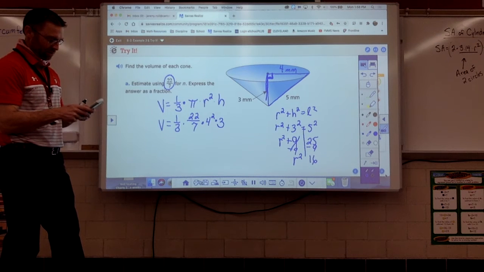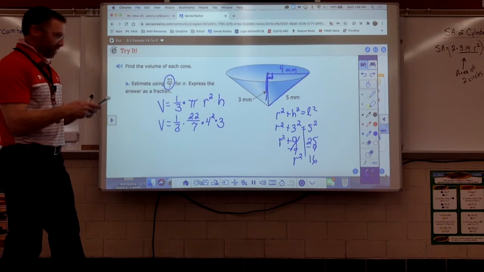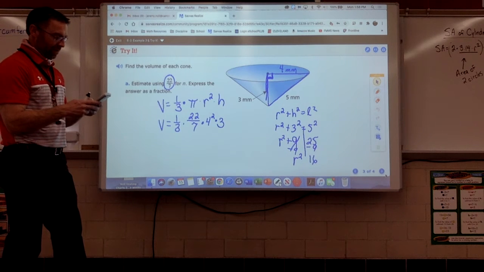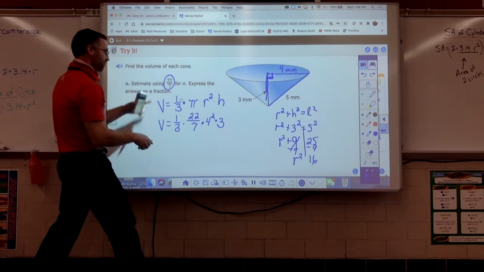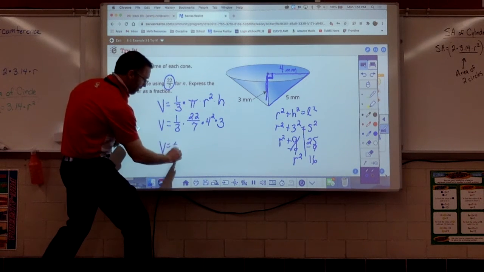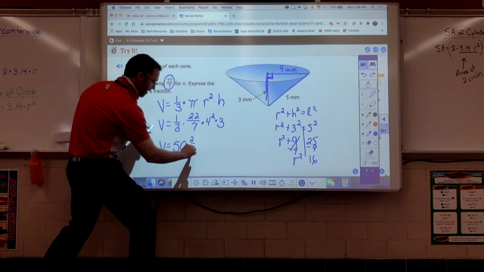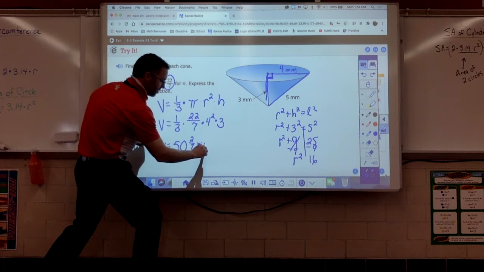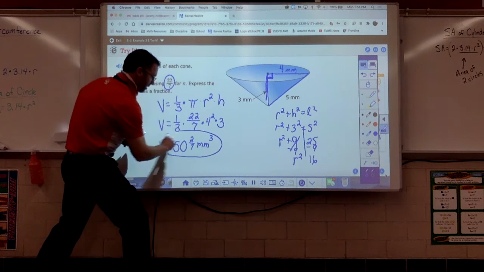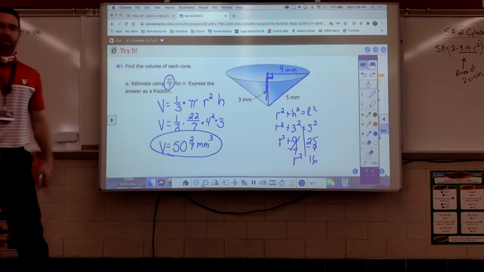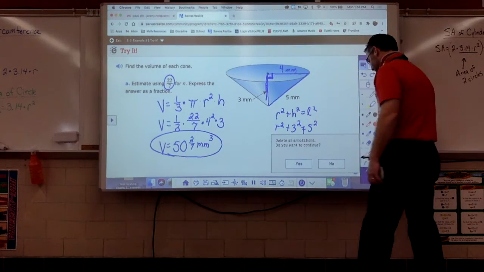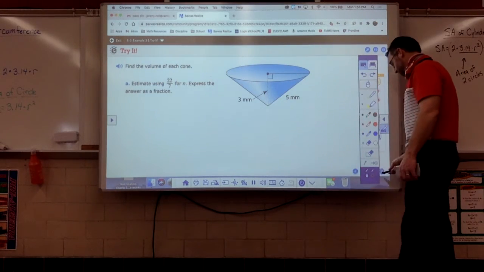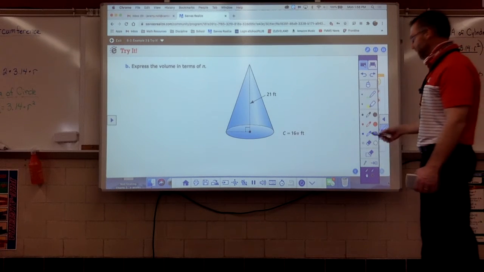1/3 times 22/7 times 4 to the second power times 3. It says express answer as a fraction. Your volume, 50 2/7 millimeters cubed. Cubic millimeters. All right, there's try it part A. Let's go to try it part B. Man, only thing better than try it part A is try it part B.